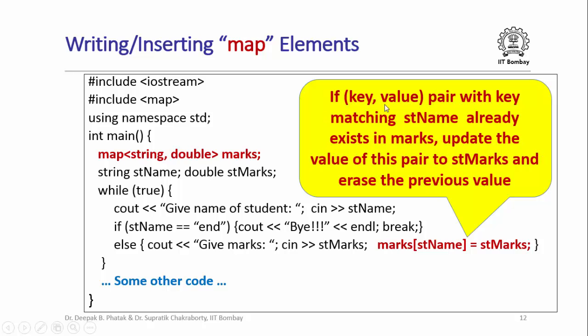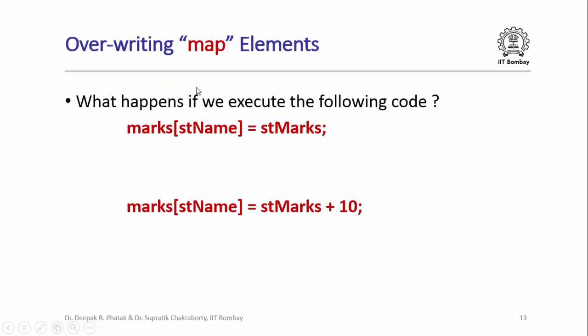However, if a key value pair with key matching stName already existed in marks, then what am I going to do with this assignment? I'm simply going to update the value of this pair. The key stays unchanged at stName. I'm simply going to update the value of this pair to stMarks, and the previous value is going to be erased. So what happens if we execute the following two statements?